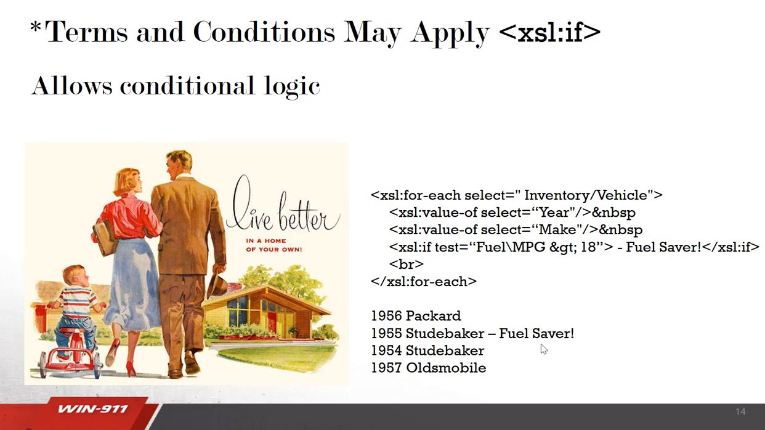The test I'm doing here is saying, when the fuel miles per gallon is greater than 18, let's output the static text fuel saver. So we can say that the 1955 Studebaker, that is an eco-friendly car. It gets more than 18 miles per gallon, and so that is our fuel saver.